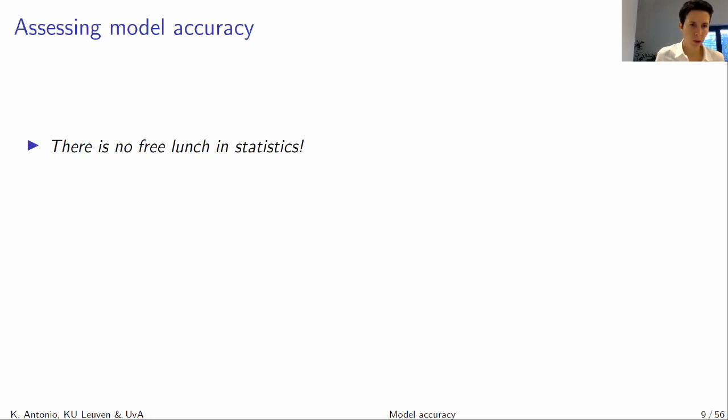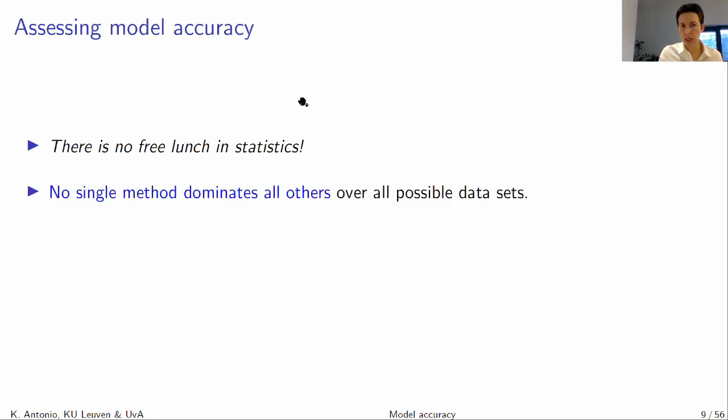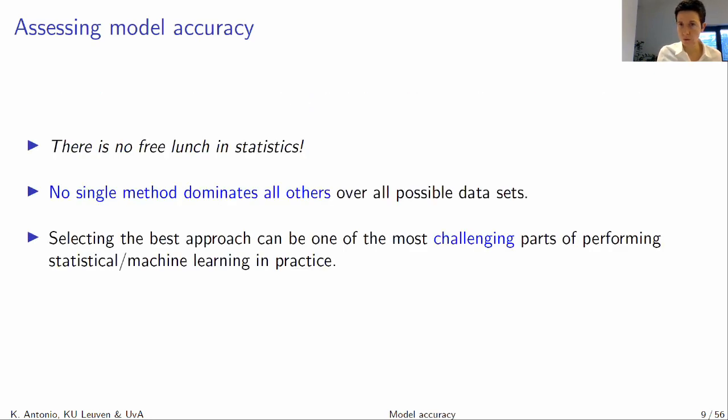First of all, an important claim is there is no free lunch in statistics or in machine learning. That means that in general, we cannot find a single method, algorithm or technique that dominates all the others over all possible data sets. So for each data set we want to consider, we will look at different kinds of models and techniques, and selecting the best approach is of course a challenging part of performing machine learning in practice.